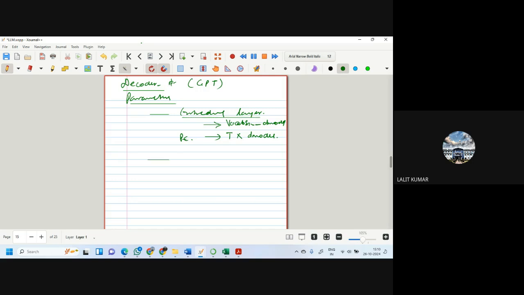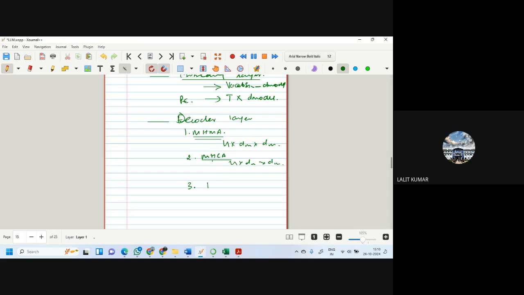Now we enter the decoder layer. The first part is MHMA. MHMA is 4 into D model into D model. Then we enter MHCA. This is 4 into D model into D model, same. Then we come to FFN. So this will become D model into FFN plus FFN, and then with bias, FFN plus D model plus D model. Is that okay? Yes.